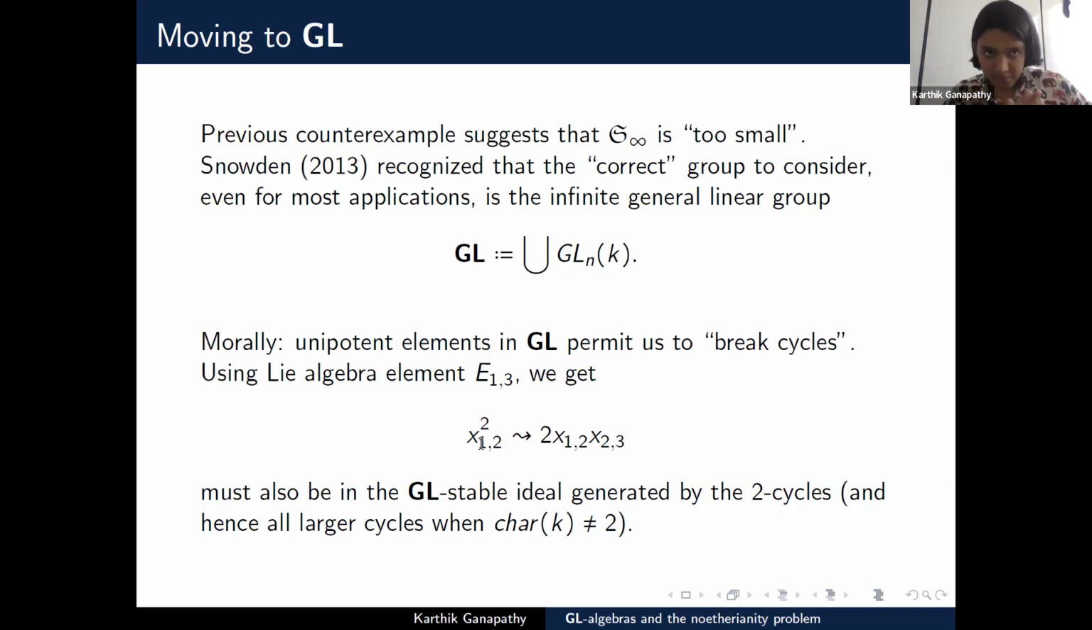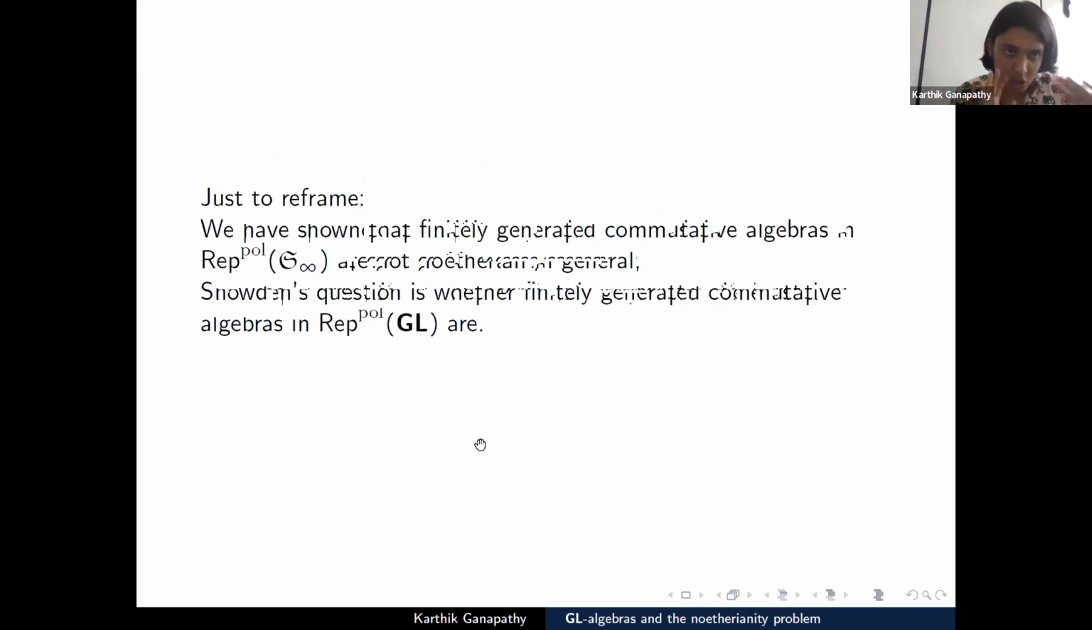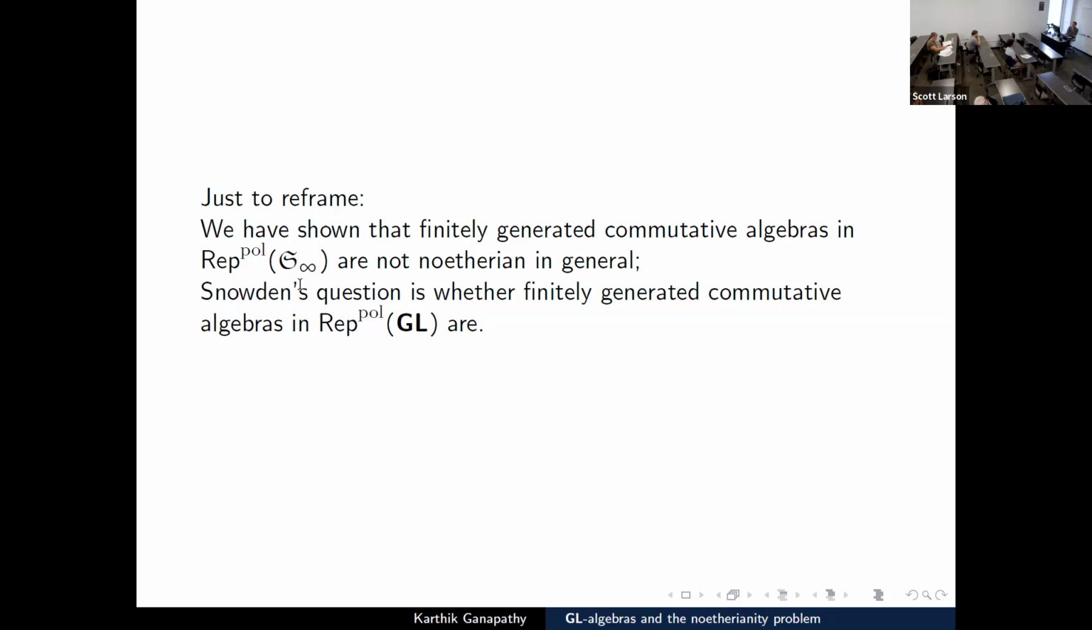Okay, so I'm now going to introduce what GL algebras are and so on. But just to reframe, with some combinatorics, we have shown that finitely generated commutative algebras in the category of nice enough representations of the infinite symmetric group are not Noetherian in general. And our question is whether finitely generated commutative algebras in the polynomial representations of the infinite general linear group are Noetherian or not. Okay. Any questions?